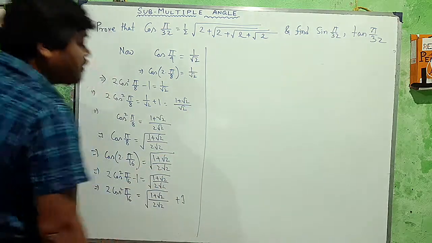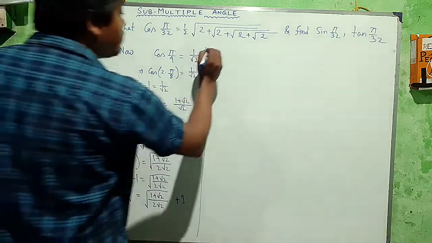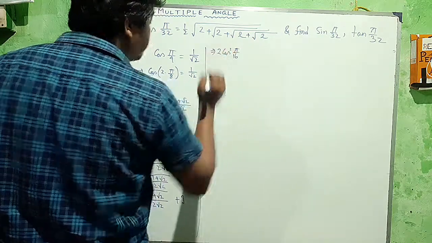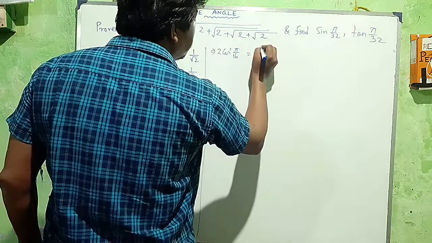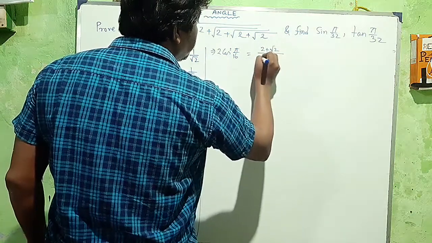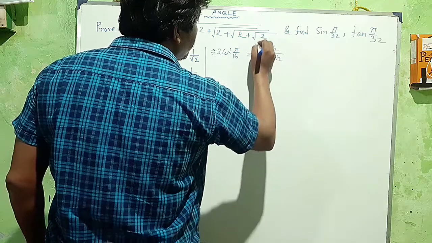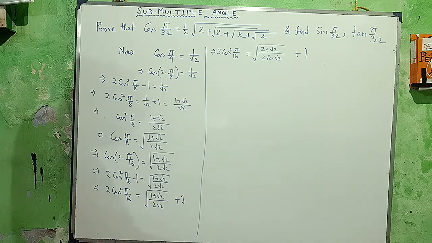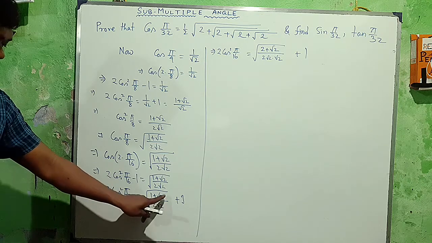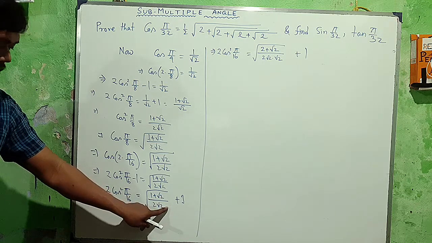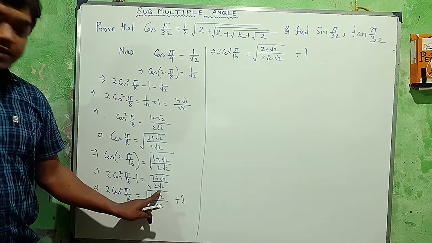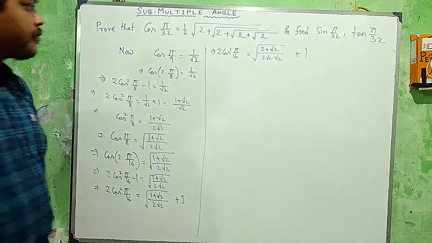So I have written here 2 cos square pi by 16 gives 2 plus root 2 by 2 root 2, square root, plus 1. Right? Why have I written it here? I have to express it in this fashion. So I multiply root 2 in the numerator and denominator also. That gives 2 root 2 into root 2 and root 2 plus root 2 into root 2, that is 2. So that's why I have written 2 plus root 2.